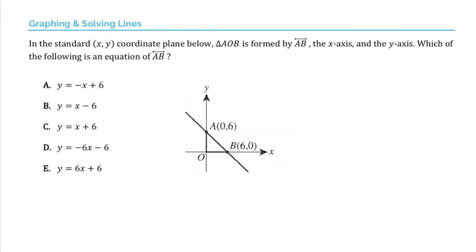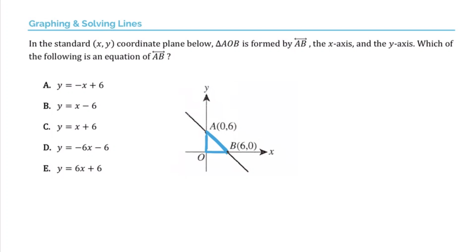So for our last question on graphing and solving lines, again, we're going to kind of pull everything together that we've already reviewed. In the standard xy coordinate plane below, triangle AOB is formed by this line AB, which we can see is drawn for us, the x-axis and the y-axis. Okay, so we basically have this triangle right here. There's the y-axis, there's the x-axis, and here's the part that's formed from the line AB. Which of the following is an equation of AB?